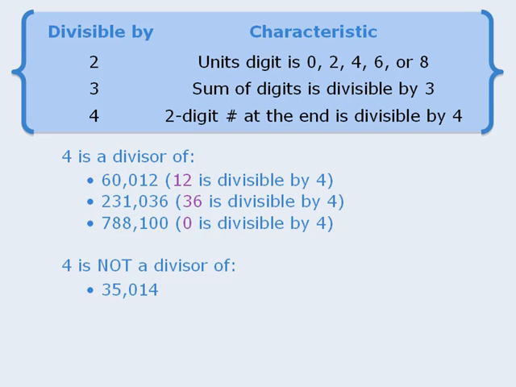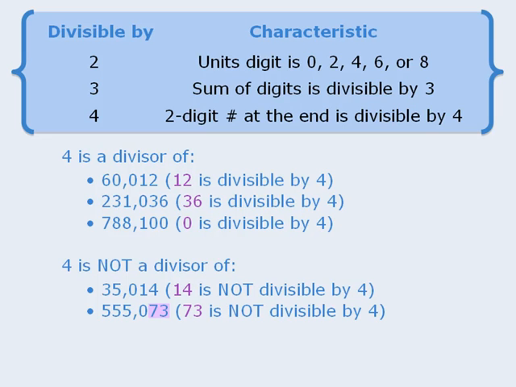Conversely, 35,014 is not divisible by 4. Here, the number created by the last 2 digits is 14, and 14 is not divisible by 4. Similarly, this number is not divisible by 4, since the number created by the last 2 digits is 73, and 73 is not divisible by 4.